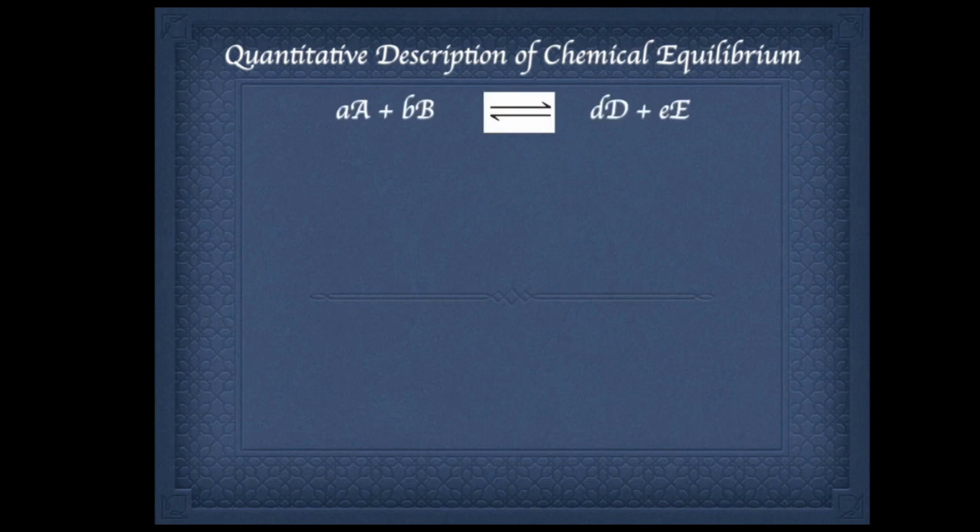So what I have right here is just a generic reaction. Keep in mind that the lowercase letters represent your coefficients while your uppercase letters represent your substances. And I have this double arrow, and that represents the fact that that reaction reaches chemical equilibrium.